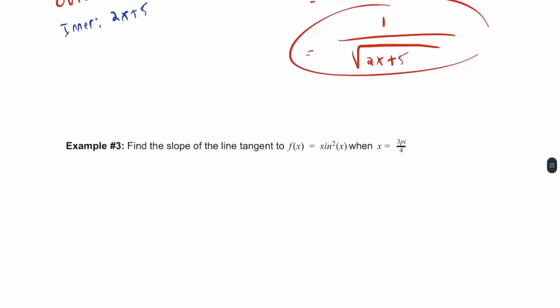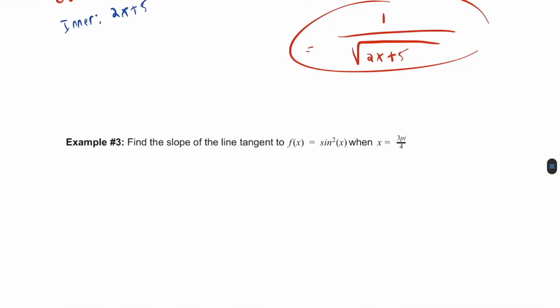But if you had something like this, find the slope of the line tangent to, slope of the tangent line, that's the derivative, f of x equals sine squared of x. The moment you see this sine squared of x, the absolute instant I see this, I rewrite this. It takes a little more writing, but it reminds me of what this actually means. It means find the sine of x and then square it.